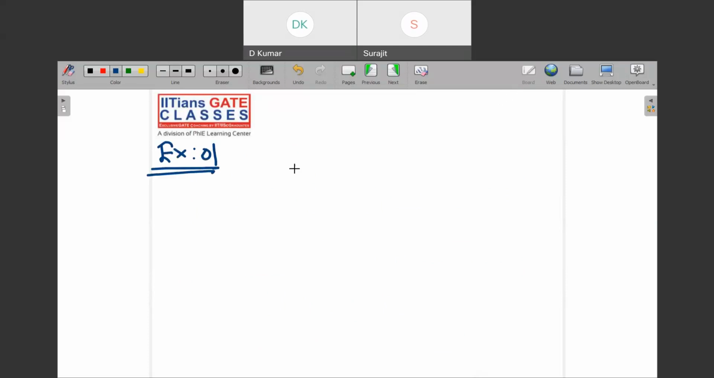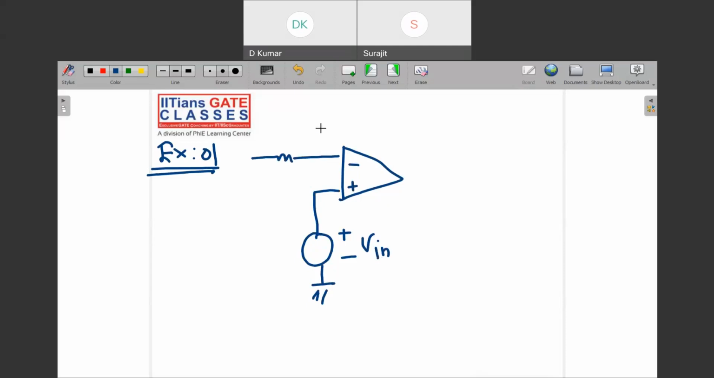So the very first example is to determine the input resistance of a given amplifier. Your amplifier looks like this. Please draw with me the amplifier, plus minus. This is V in, right? And there is a resistance, and again one resistance, that is the feedback resistance, and there is a V naught. So you can say this one is RF, and this is R1. Now you have to find the input resistance.